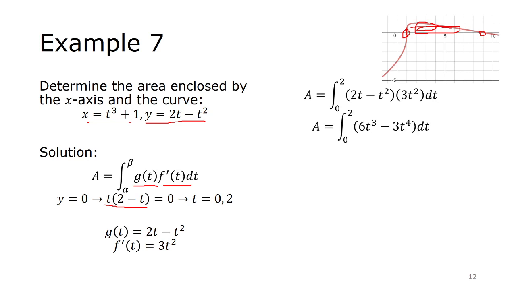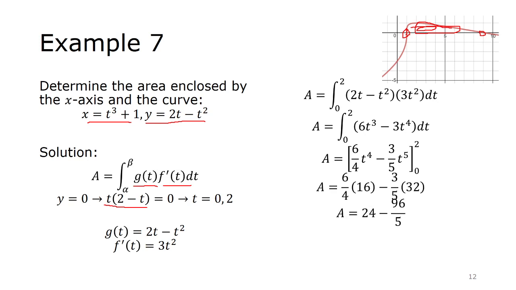You can attack this however you want to. I would go ahead and distribute 3t squared and use the power rule twice. Integrate each of those terms using the power rule, and then evaluate the definite integral at 0 and 2 and subtract them. You can double check the math here. You'll end up with an area under the curve of 24/5.